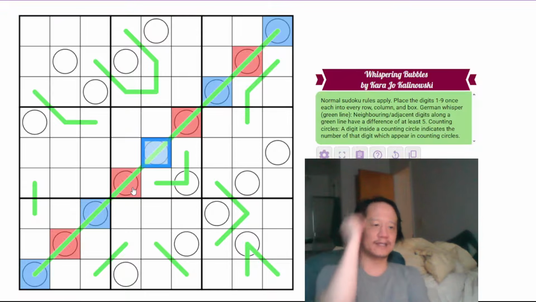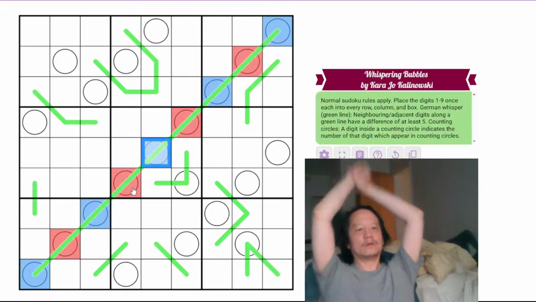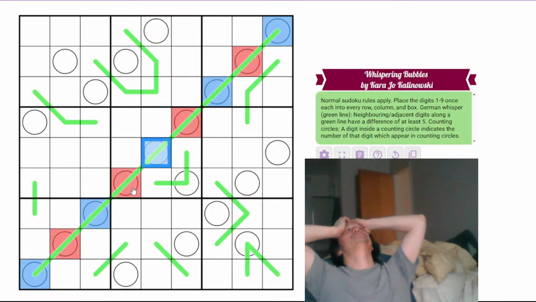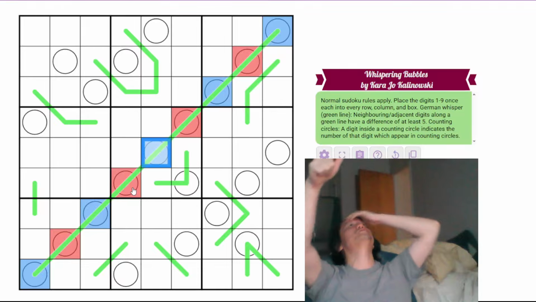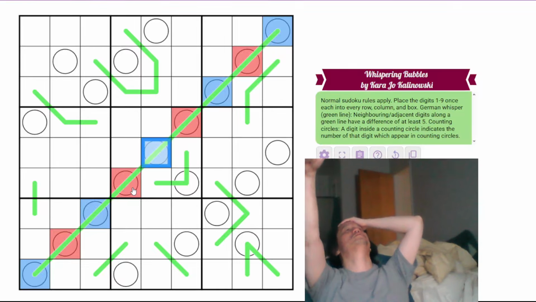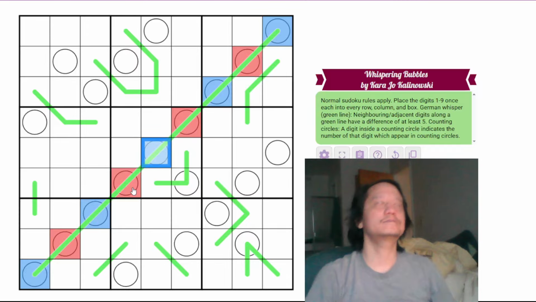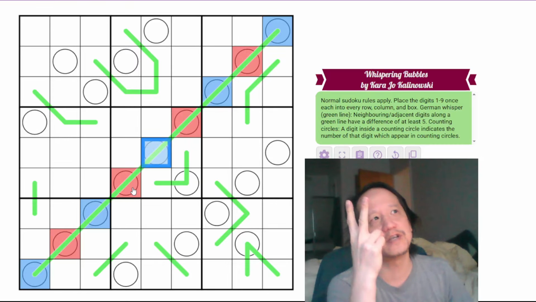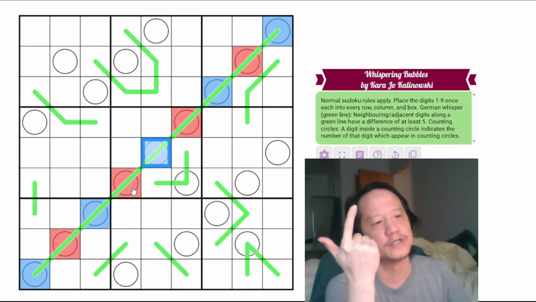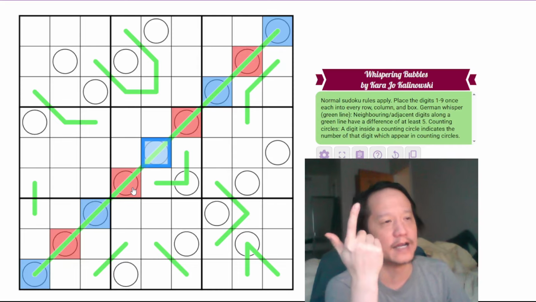So it has to be at least 7 and 8 as the highs. 7 and 8 would have to be with digits adding up to 6. So it could be 1, 2, 3, or 2, 4 as the possibilities. But it cannot be 2, 4, because 4 can only be next to 9 on a Whisper 5 line. And so that doesn't work.